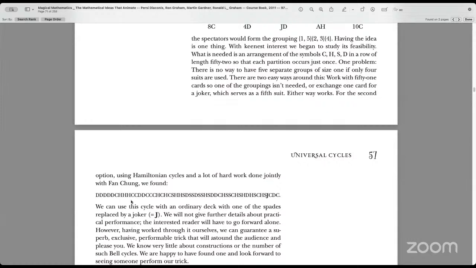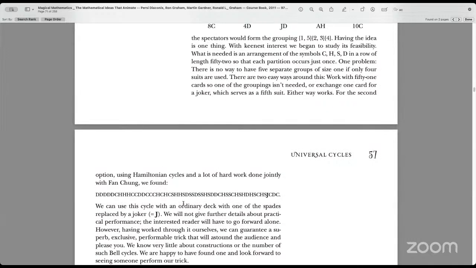From the red deck, I pulled out the hearts, arranged them in 1 to 13. From the blue deck, I pulled out the diamonds. From the black deck, I pulled out the clubs, and from the green deck, I pulled out the spades. So I had 4 decks, four sets of 13 cards. Of course, I removed the king of spades and replaced it with a joker.